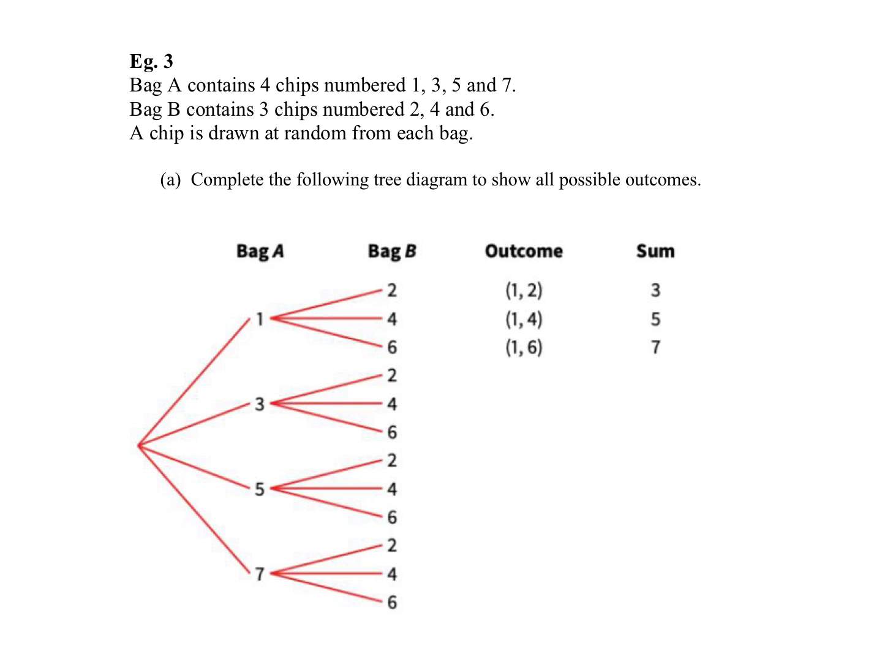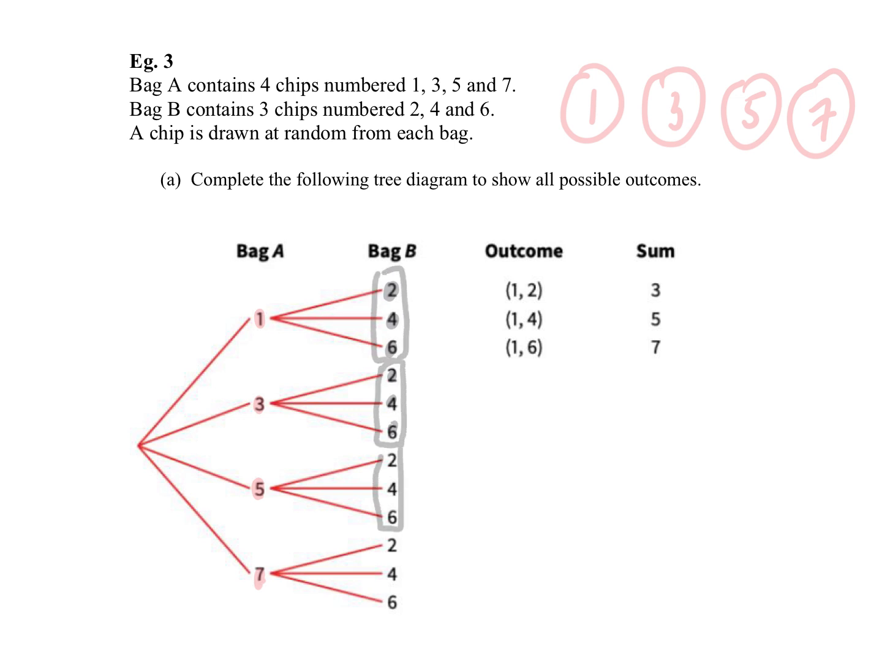I have a bag. Bag A has 4 chips. Each chip is like a coin. So 1, 3, 5, 7. So bag A has these 4 chips. These are my 4 outcomes from bag A. Then I'm going to draw from bag B. Bag B has 3 different chips, which are 2, 4, 6. So can you see it keeps repeating? Okay, so write down all the outcomes.